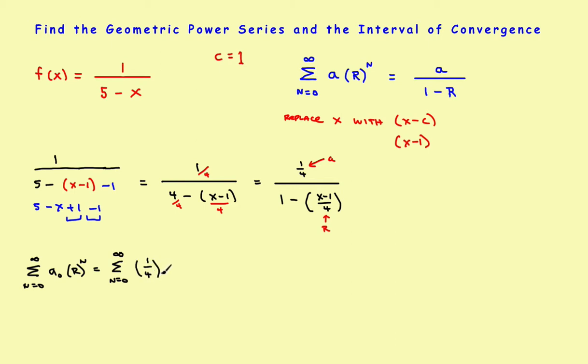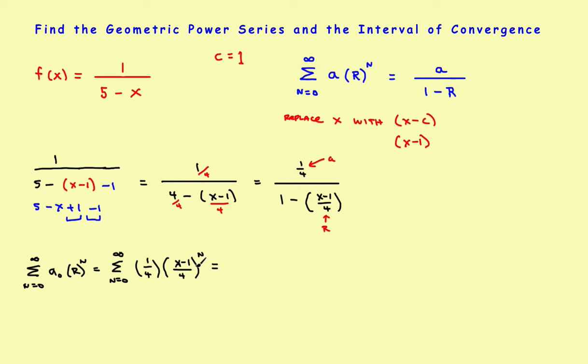So I've got a 1/4. Then I've got the common ratio. The common ratio is x minus 1 divided by 4, all raised to the n power. So it looks like that. And now it's just a matter of kind of spreading things out and simplifying it just a little bit.